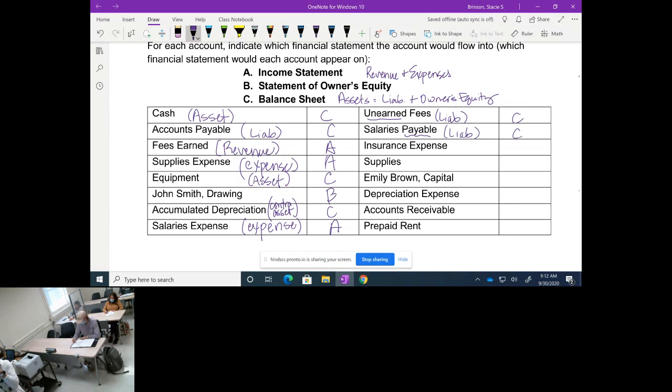Insurance expense. Where's it go? Supplies. That's my asset. Where does it go? All right, Emily Brown Capital, where would that go? Yeah, it can go in two places. But also if you're on the balance sheet, it'll be on the balance sheet too, and it's owner's equity.